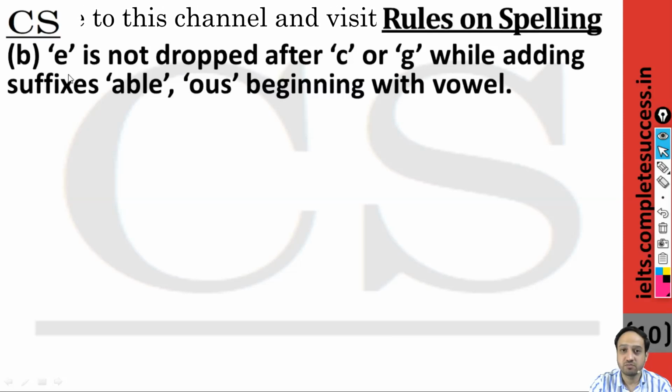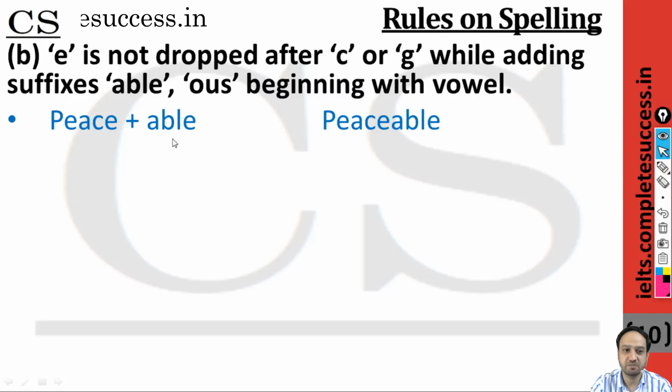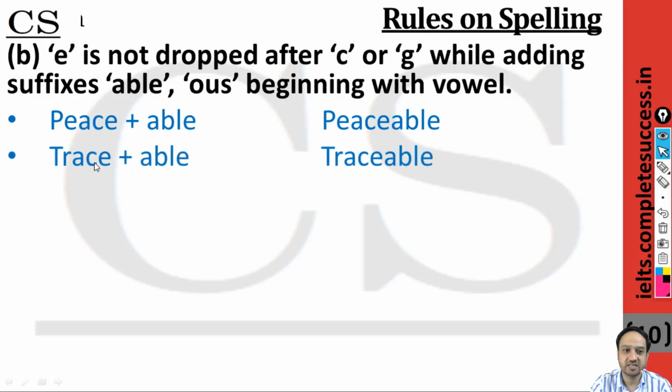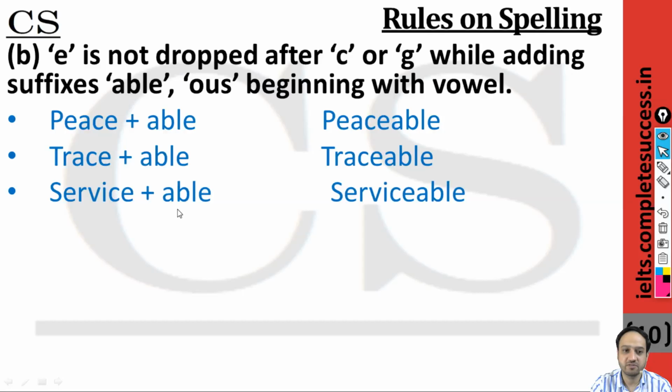This second rule is important. The E is not dropped after C or G while adding suffixes able and ous, which begin with vowels. Example: peace plus able, peaceable; trace plus able, traceable; service plus able, serviceable. So you can see before E there is a letter C, and when we add able, or we'll see other words when we add OUS, we retain the letter E. So we will not drop the letter E.